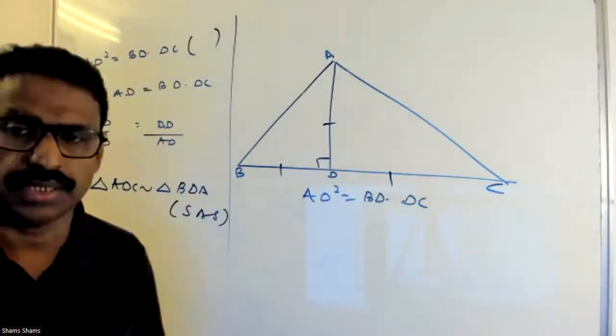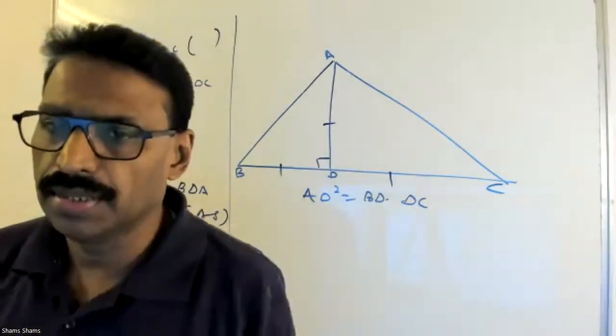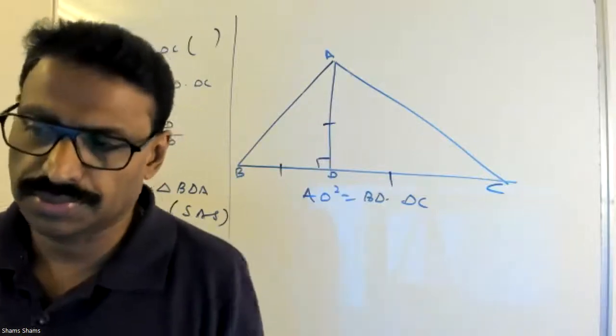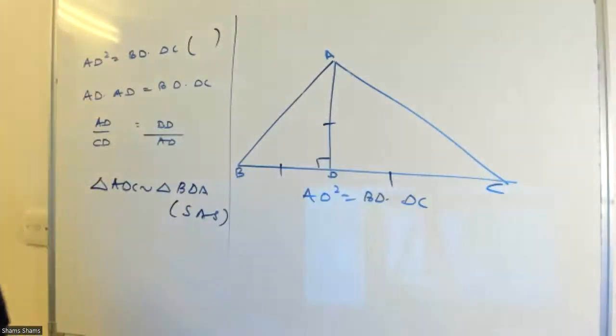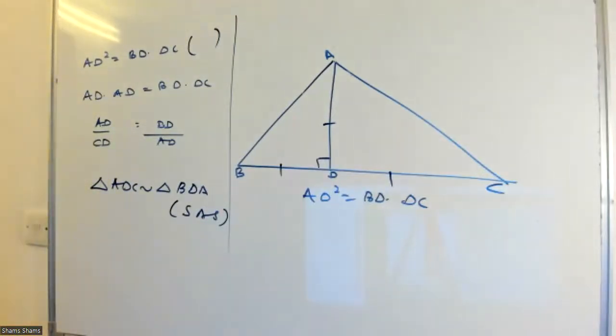Listen. I noticed in our test that you guys are not drawing the figure, even though the figure is there in the question paper. You're supposed to draw geometry figures. You draw the figure. Okay. Now you write here. Proof: AD square equals BD into DC.